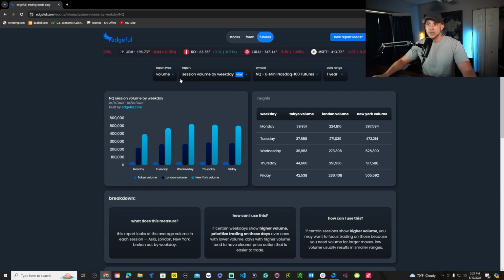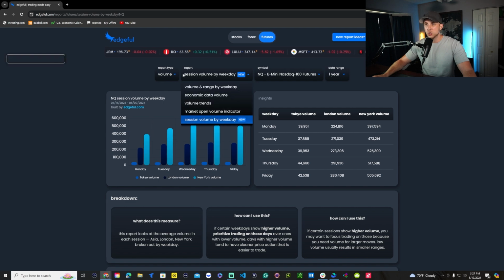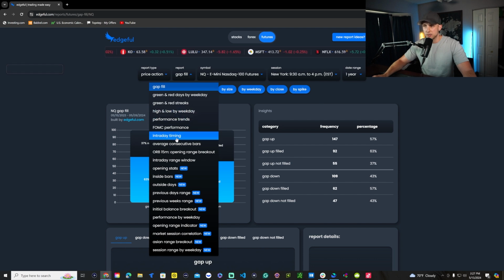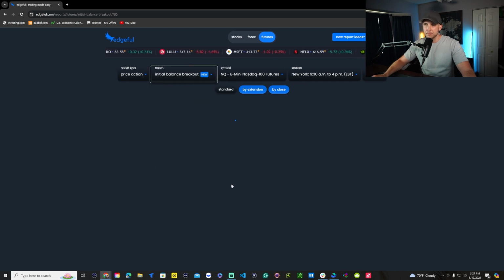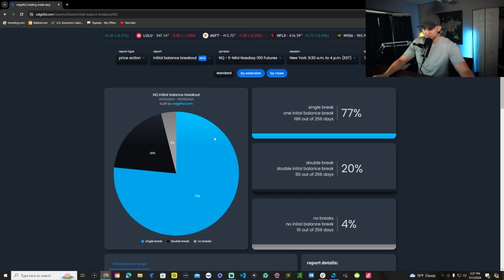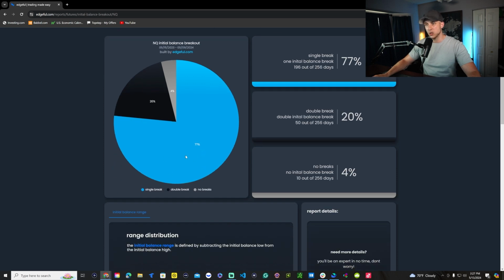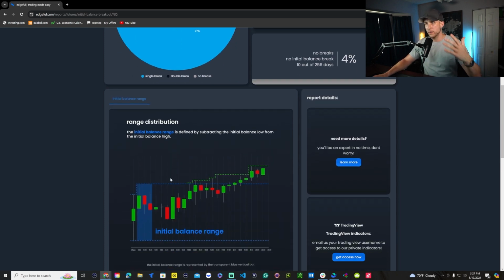So this also gives me the initial balance. If I go back into price action and then scroll down, there, boom. Initial balance breakout. And so this pie chart is telling me how often we have a single break, a double break, or a no break. And if I'm looking at the NASDAQ on the New York session with a trailing year time frame, you can see that 77% of the time we have a single breakout of the initial balance, whether that's to the upside or downside, whatever it may be.